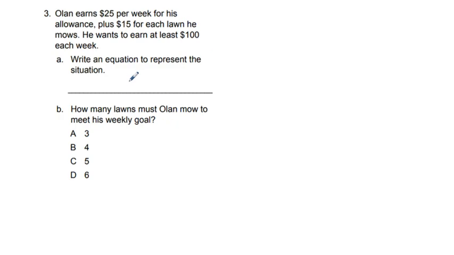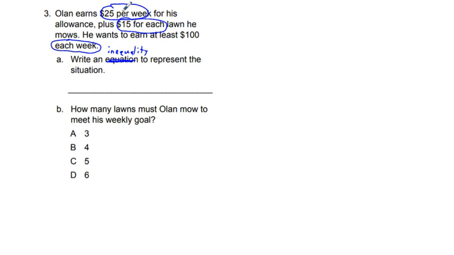Olan earns $25 per week for his allowance plus $15 for each lawn he mows. He wants to earn at least $100 each week. Write an inequality to represent the situation. What you have is $15 for each lawn, but $25 per week, and we want to know to earn $100 each week.